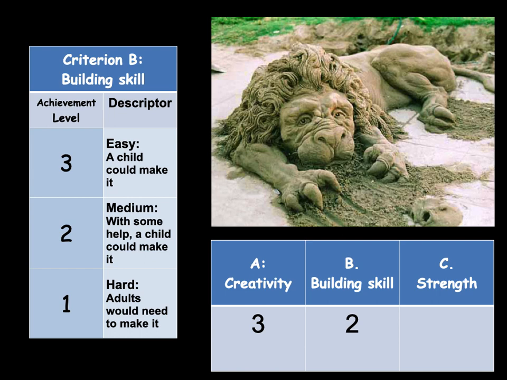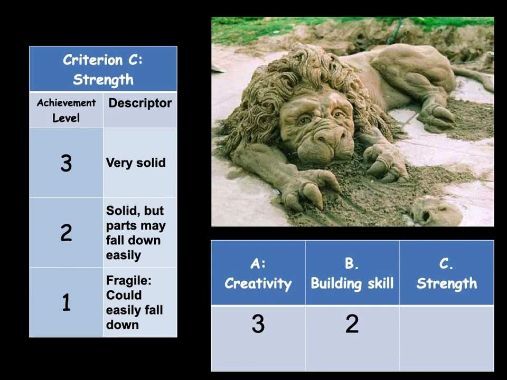Now let's look at strength. Okay, is it solid? Is it solid, but parts of it could fall easily? Or is it really fragile? Again, we can't give a 0.5. I'm going to go with a 2 here because a 2 really kind of puts it in the generalization, because that fur at the top, the mane, probably could crumble pretty easily. Those are really finely detailed strands.